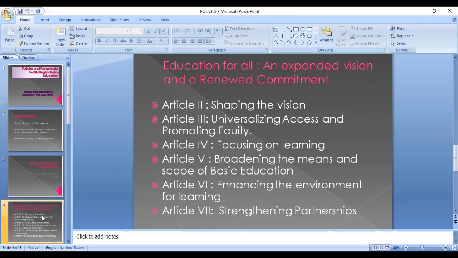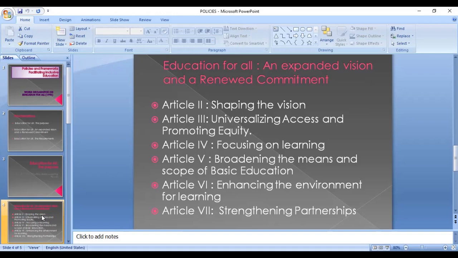Article 2, shaping the vision. Next one is universalizing access and promoting equity, that is the 4th article. Actually, the first article you have under the purpose of Education for All. From 2nd to 7th articles, they are under the second one, expanded vision and renewed commitment.